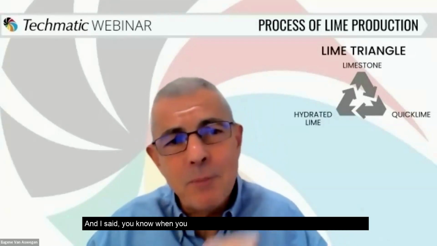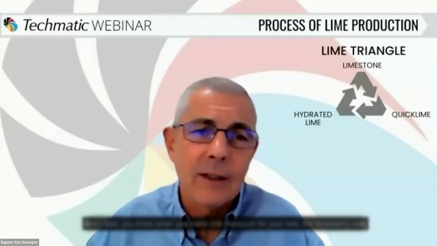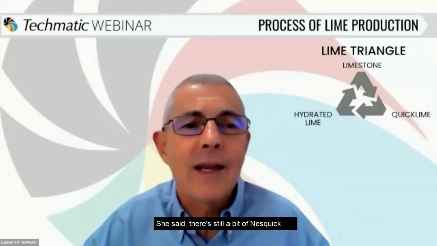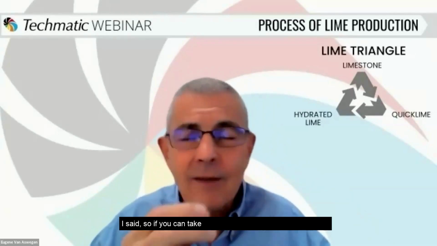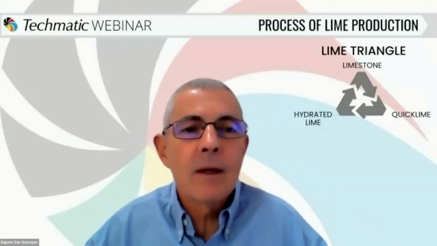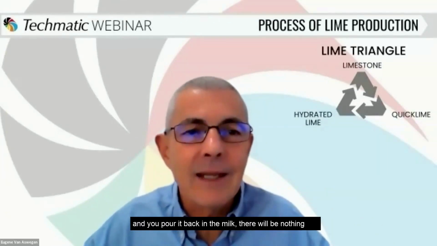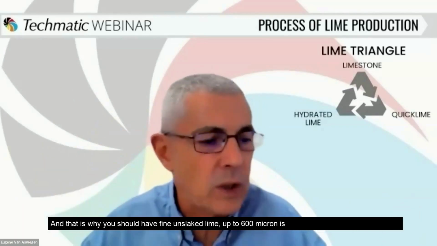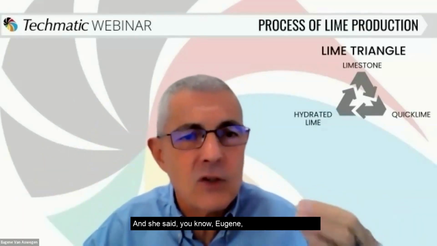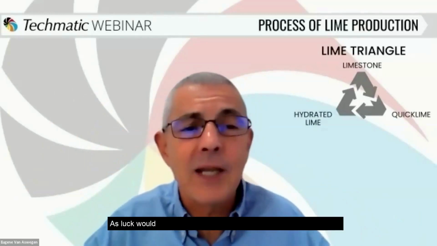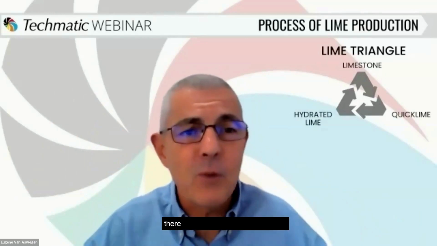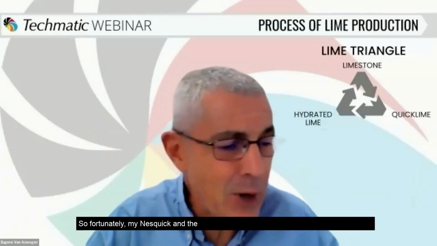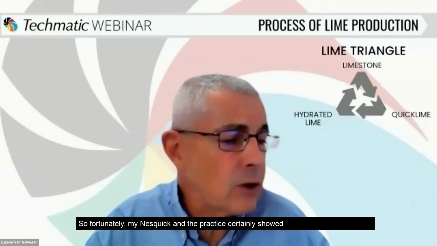I said, when you make Nesquik milk for your kids, the strawberry one, and you pour it in their glasses, when they finish, what's at the bottom of the glass? She said, there's still a bit of Nesquik left. I said, that's grit. If you take that Nesquik and mill it a bit finer and pour it back in the milk, there will be nothing left. That is why you should have fine, unslaked lime. Up to 600 micron is what we produce. There is no grit. And she said, Eugene, I now understand grit. As luck would have it, the next morning when we got back to the plant, there was no grit at the slaking plant. So fortunately, my Nesquik and the practice showed one and the same answer.